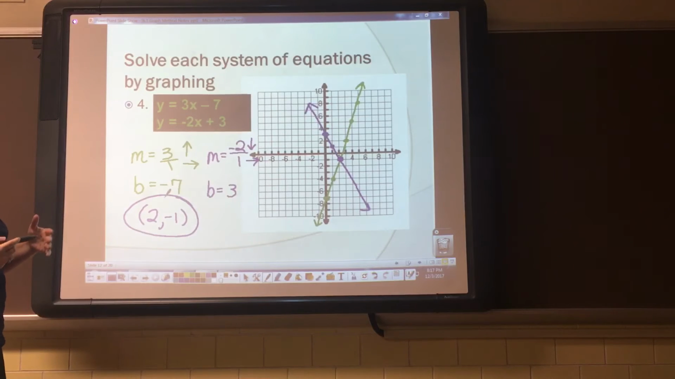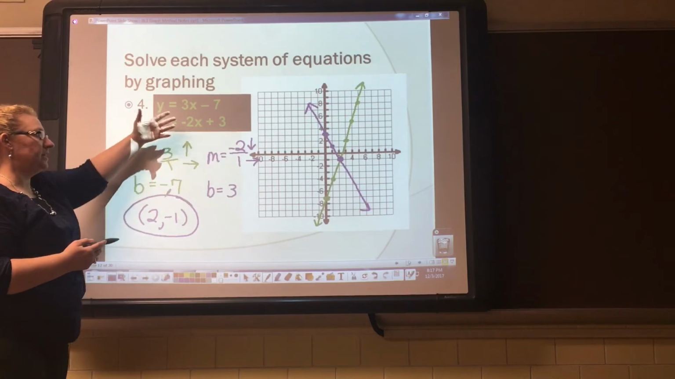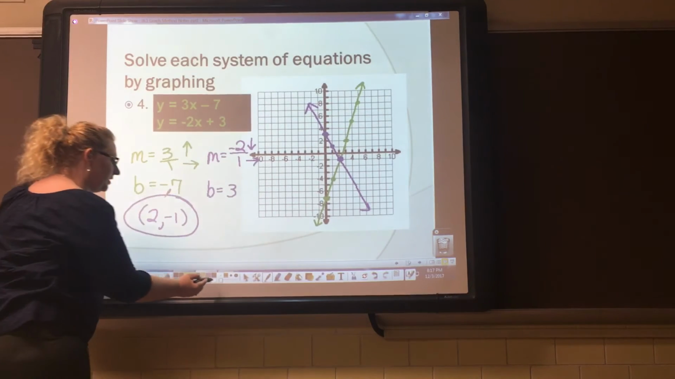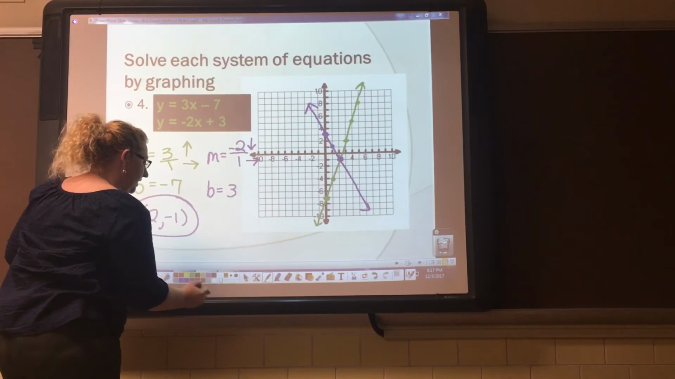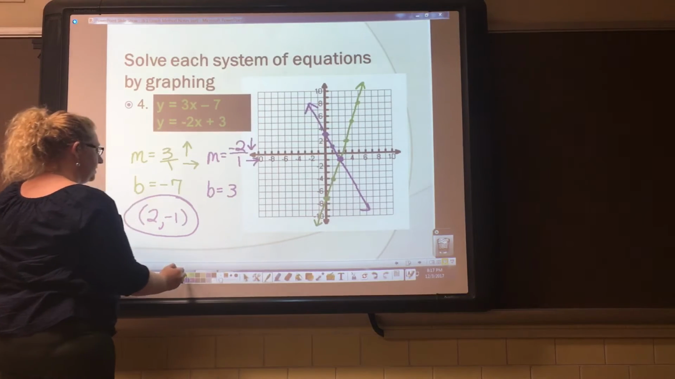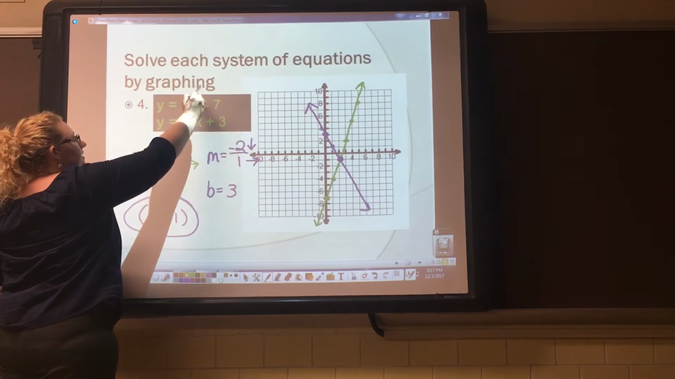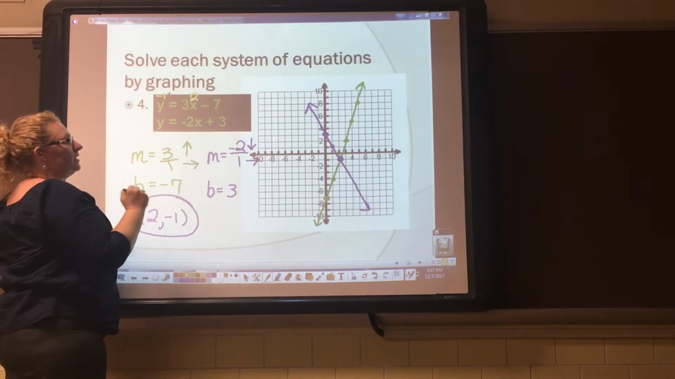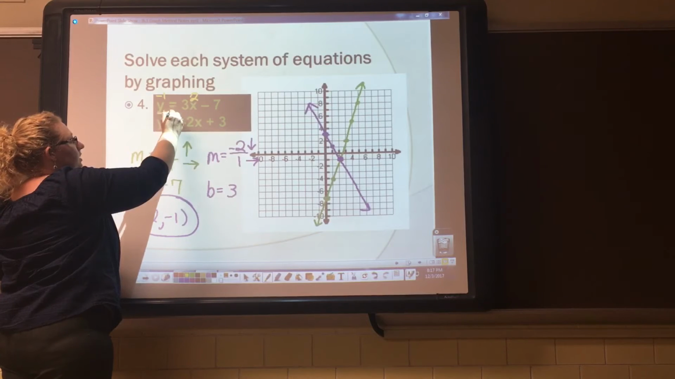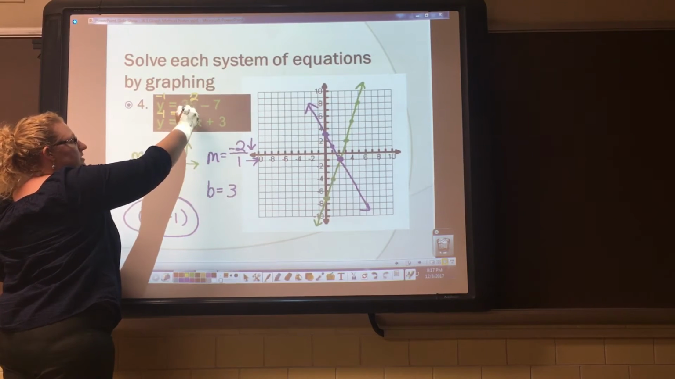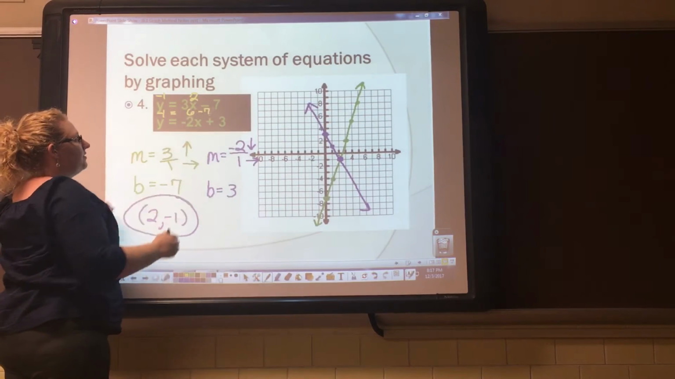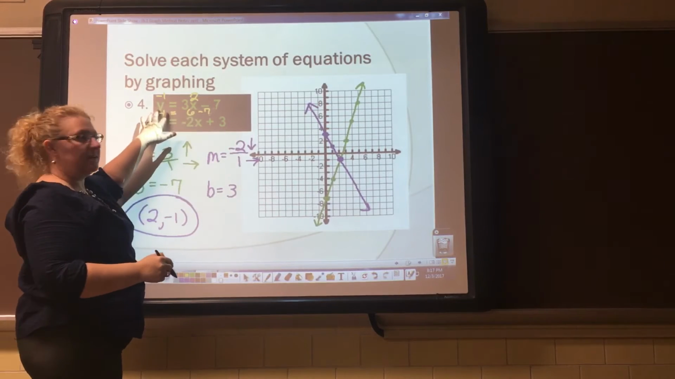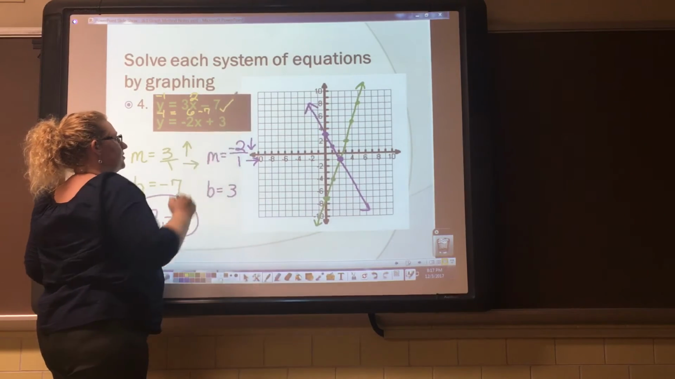And as we know, we can always check ourselves by plugging it back in. For this one, I am going to plug it back in just so that we can make sure it is the correct answer. So I'm going to take the 2 and plug it in for x, and the -1 and plug it in for y. So I have -1 equals 3 times 2, which is 6, and then 6 minus 7. And 6 minus 7, of course, is -1, so we know it works for the first equation.